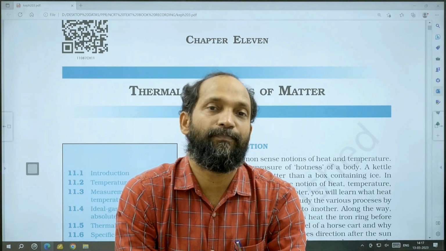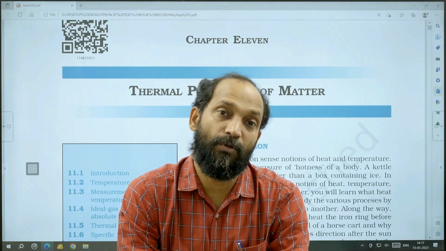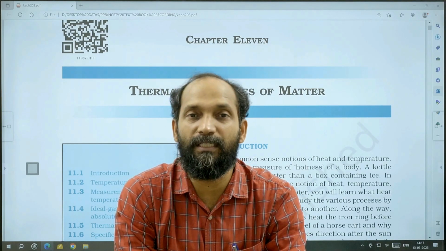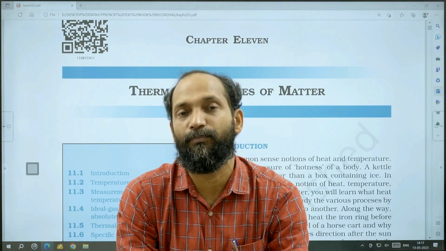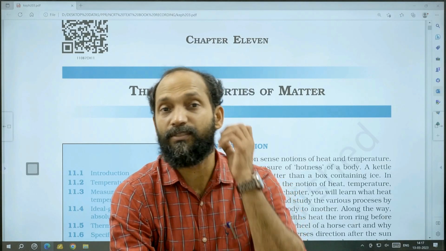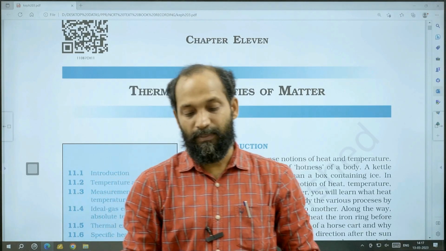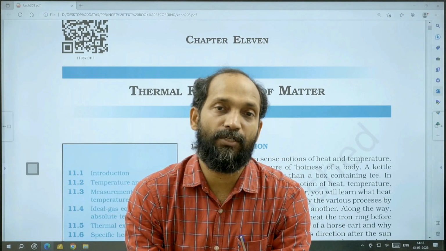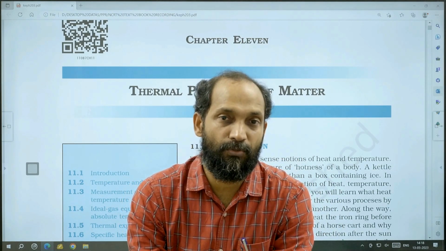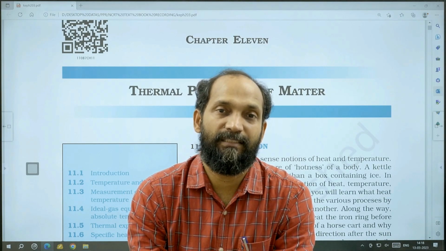Heat is a scalar. Temperature is also a scalar. But heat energy is the energy which is in transit. It can only flow, the direction of which is given by the temperature difference. Heat energy can only flow from higher temperature to lower temperature in the absence of external aid.